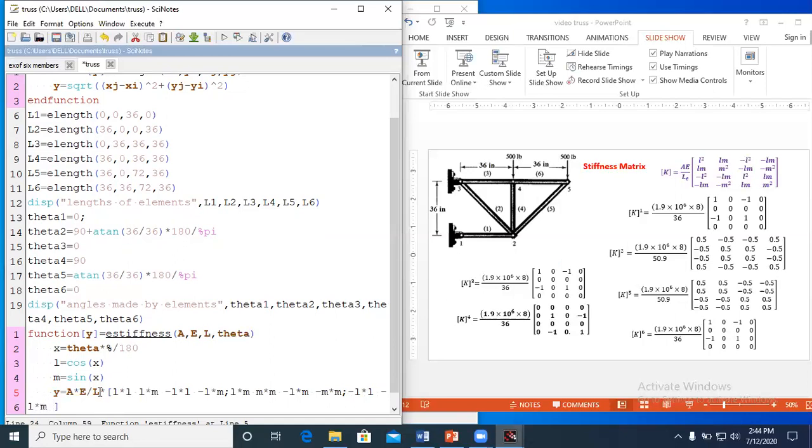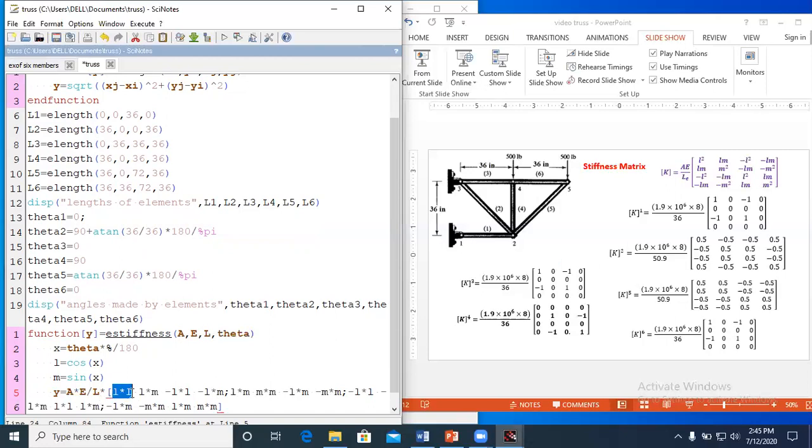Next, L square, L into L. Next, L into M. Next, the fourth row is minus L into M. Next, minus M square. Next, L into M. Next, M square. We check again.